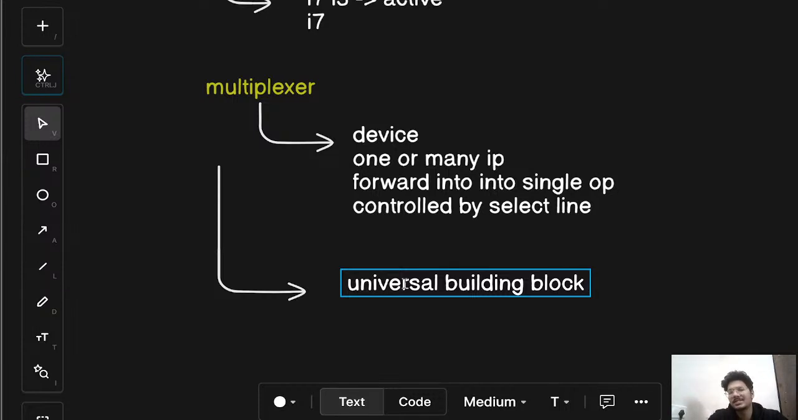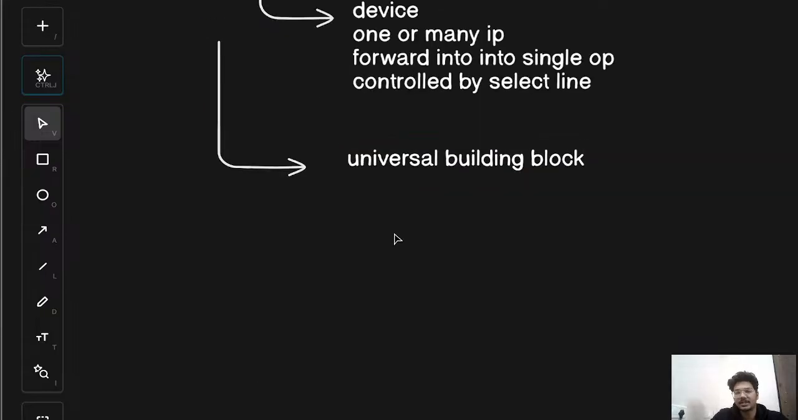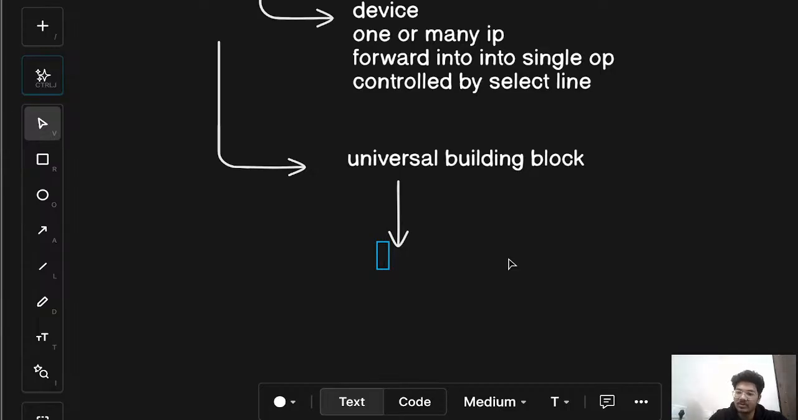The question is, why is a mux known as a universal circuit? Because many boolean functions can be implemented using a mux, by wiring the inputs to 0 and 1 and using the select lines as variables. So consider a 2^n to 1 mux.